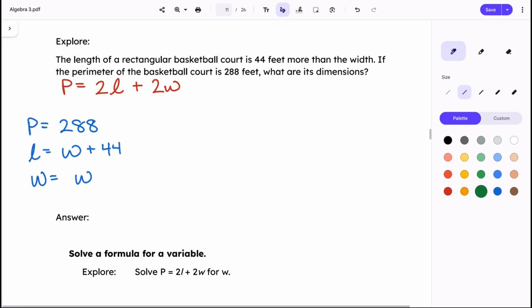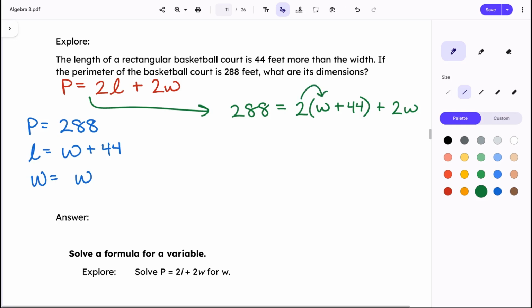Okay, so now I'm going to plug in what I know. So in for P, I'm going to put 288. In for the length, I'm going to put W plus 44. And then plus 2W is going to stay as is because I don't know what the width is. I just know that it's W. Now I'm going to solve this.